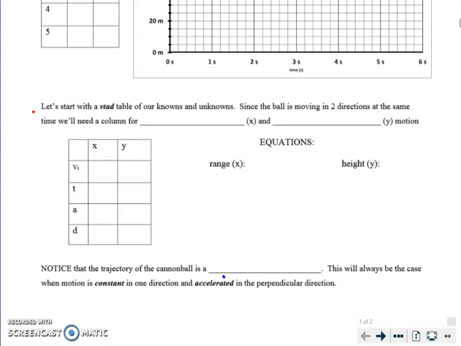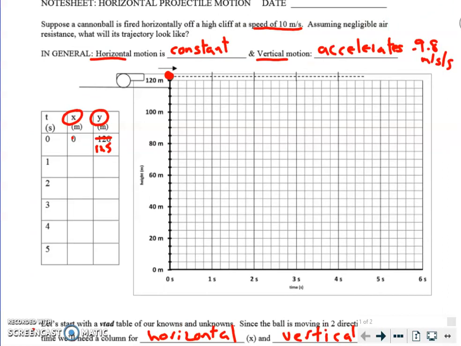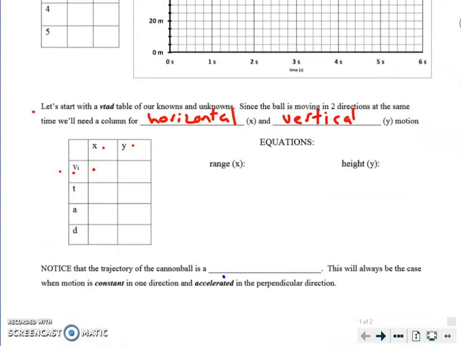Since the ball is moving in two directions at once, we need a column for horizontal, I already mentioned that, and for the vertical, and that's the y. So I'm going to fill out information here. Okay, so this is the hard part, and it's not that hard if you just stop and think about it. So we have initial speed in the horizontal direction and in the vertical direction. So if you go up to the original information, we see that it's launched at a speed of 10 meters per second. And that launch speed, I'll put a V there, is forward. It's horizontal. So that's clearly our horizontal speed.